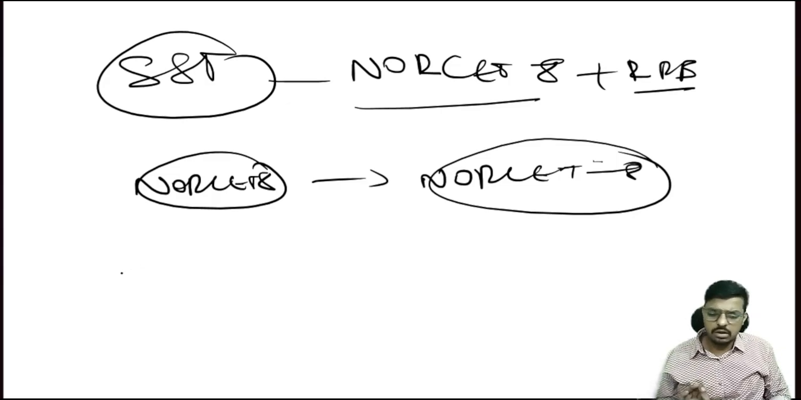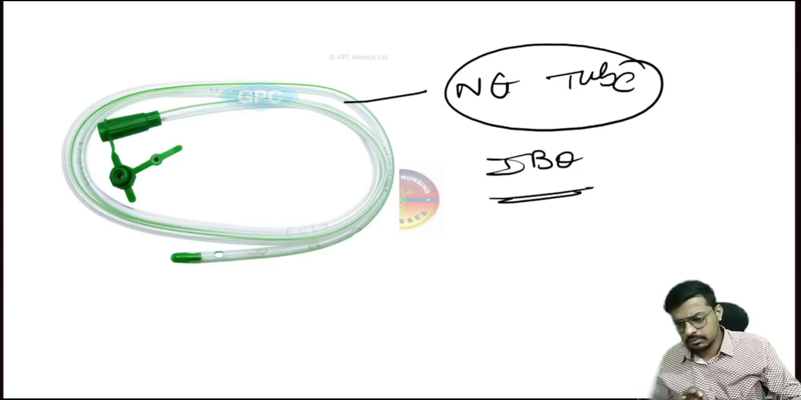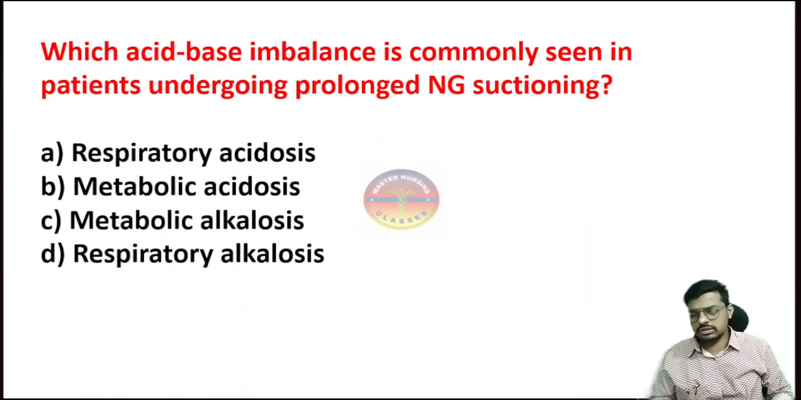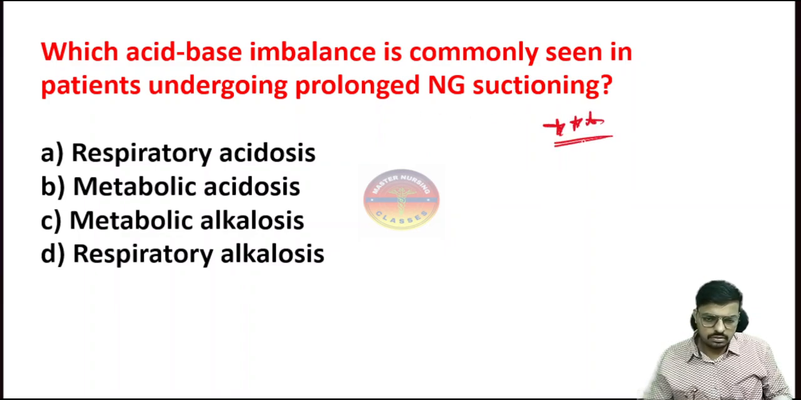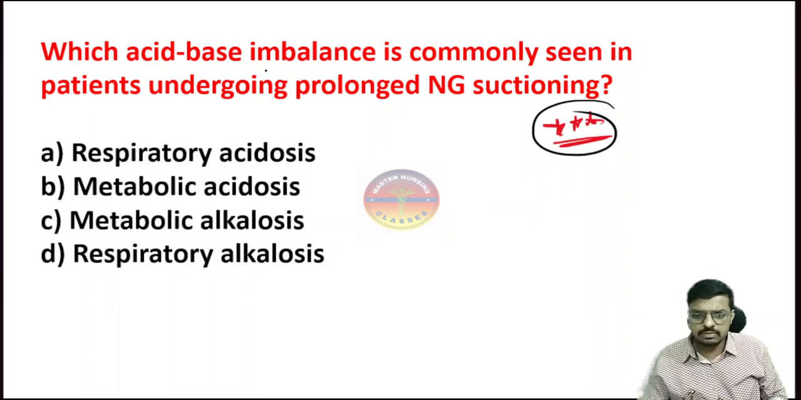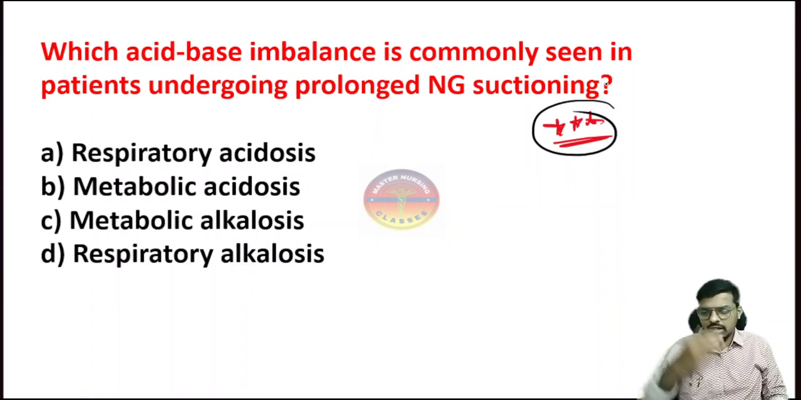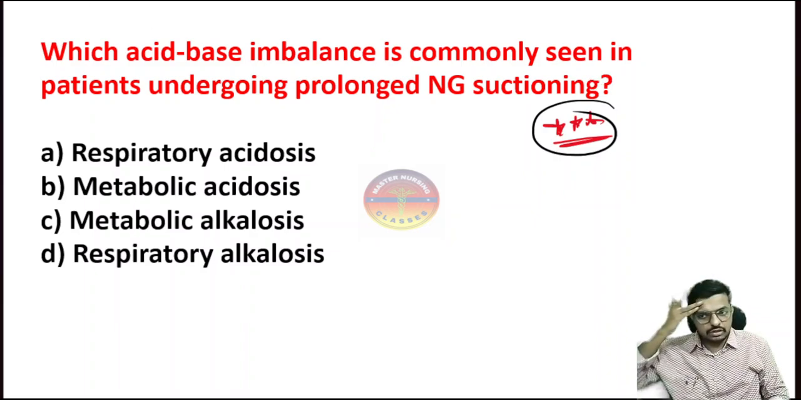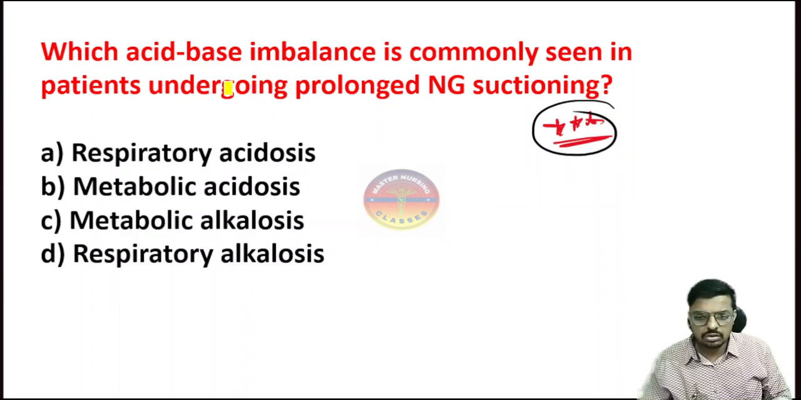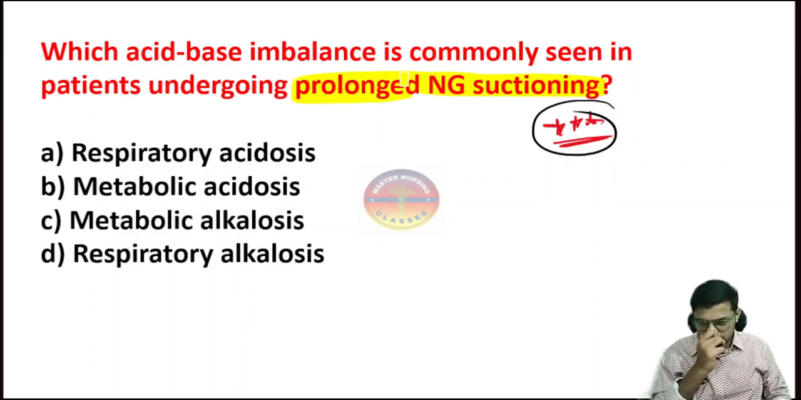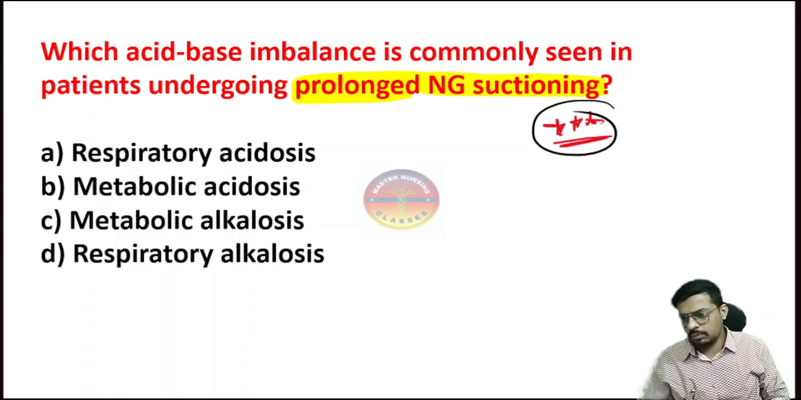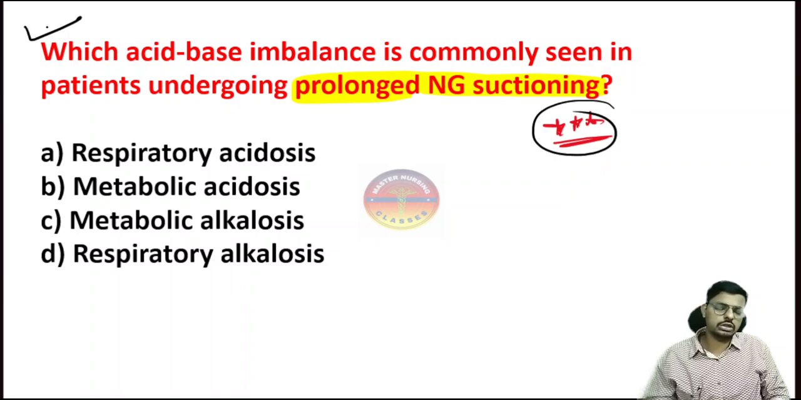Okay, so the next question is very important. Which acid base imbalance is commonly seen in a patient undergoing prolonged NG suctioning? The patient has undergone prolonged nasogastric tube suctioning. Which acid base imbalance can we see here? Two very important concepts I will clear on this particular question, and they will be very helpful for you in your upcoming exams.